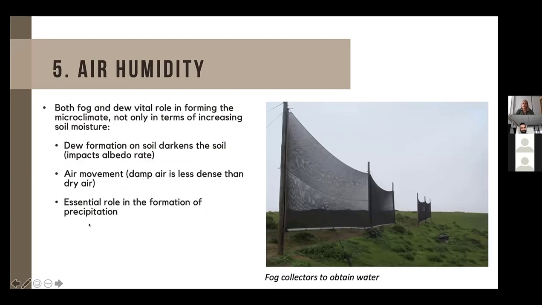So both these examples actually show that both fog and dew play a vital role in forming the microclimate. And this is then not only in terms of increasing the soil moisture, but also because the dew formation on soil actually darkens the soil. So this then impacts the albedo rate and the air movement, because damp air is less dense than dry air. So this affects how the air is moving on a very local scale. And of course, fog and dew both play an essential role in the formation of precipitation.